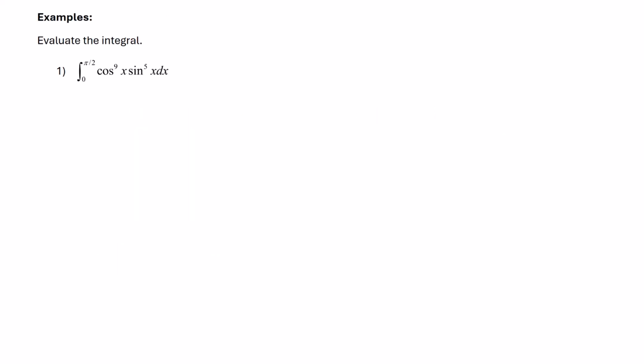Our first example reads as follows. We want to evaluate the definite integral from 0 to pi over 2 of cosine to the 9th of x times sine to the 5th of x dx. Okay, so we have a definite integral, and certainly there are some trig functions lurking within it. We have cosine to the 9th of x and sine to the 5th of x, as already read through.